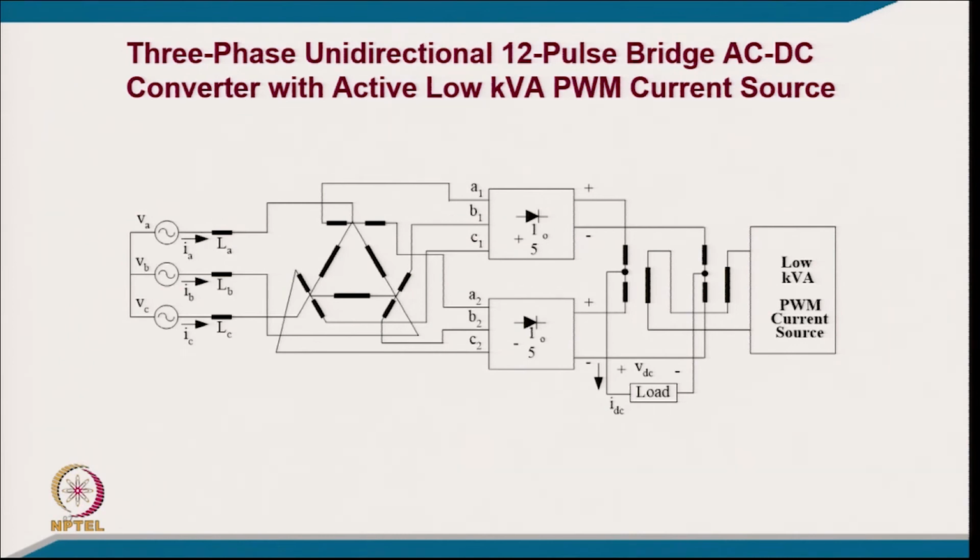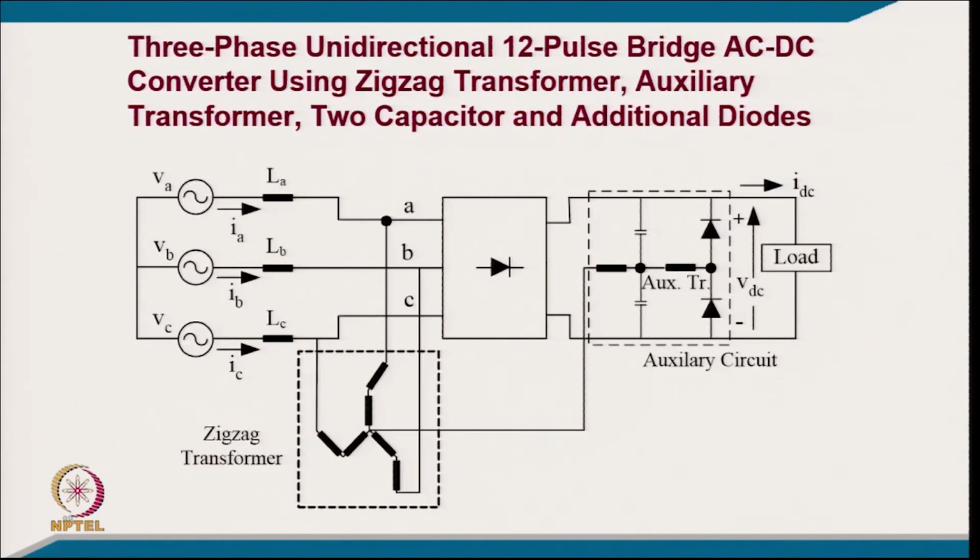And there is another connection, extended delta we call it, and what people have used with this 12 pulse is a small rating, low rating pulsating current source to work as an active filter, and they are able to get the THD here even of the order of 1 or 2% with the help of that.